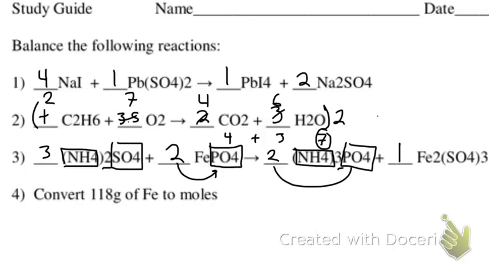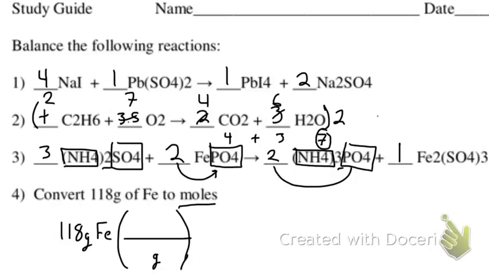Alright, now we need to convert 118 grams of iron to moles. When you're asked to convert to moles and not given moles of a new product, all you're doing is going to moles of iron. So this is a one-step dimensional analysis problem. 118 grams of iron. Only one way to get rid of grams of iron. It's with grams of iron. And then we can go to moles of iron.